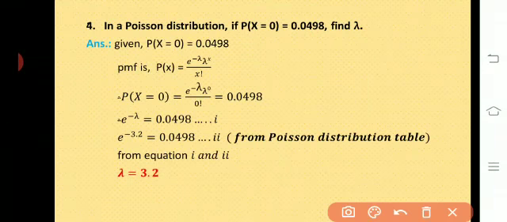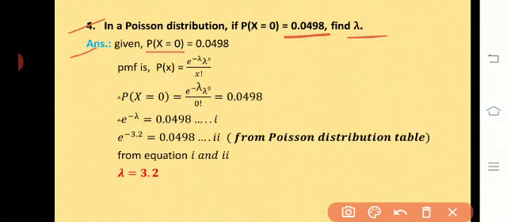Let's solve one more example for 2 marks on Poisson distribution. In a Poisson distribution, if P of x equal to 0, that is probability of x equal to 0, is equal to 0.0498, find lambda. Here, e raised to minus lambda value is given. What is given? That we will write in the solution. Given probability of x equal to 0, and it is given 0.0498.